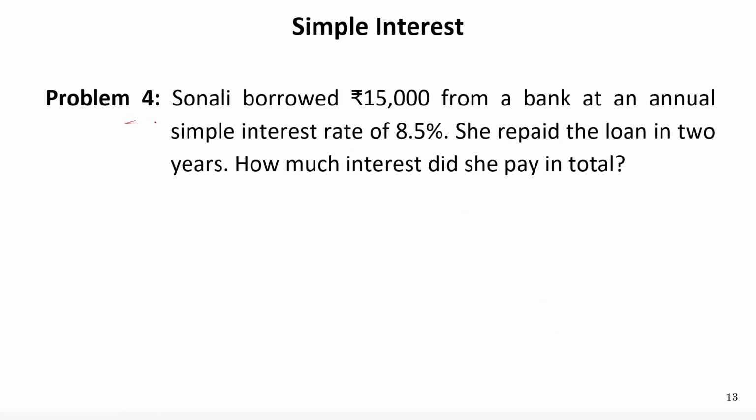So let's see problem number 4. It tells us that Sonali borrowed 15,000 from a bank at an annual simple interest rate of 8.5%, right? So the principal amount is equal to 15,000, and at an annual simple interest rate R is equal to 8.5%. So she repaid the loan in 2 years. Then how much interest did she pay in total? So SI is equal to, what? Principal is equal to 15,000 in this case.